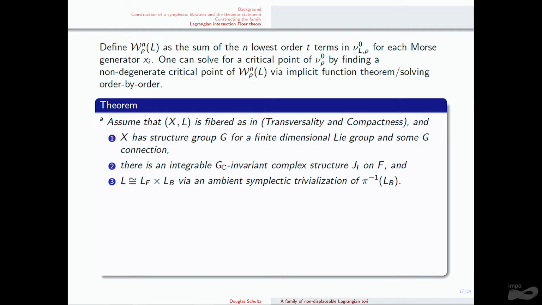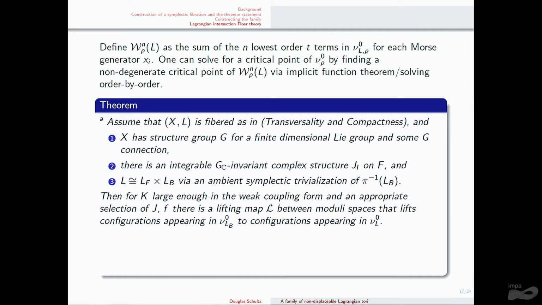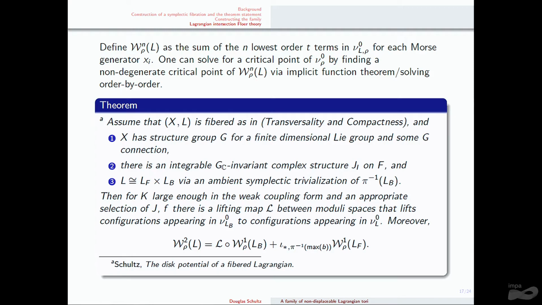And so this allows you to write down a map between zero-dimensional moduli spaces that takes configurations in the base with boundary in L_B to things that contribute to the potential for L. And moreover, you can argue that the lowest and second lowest terms, for small enough fibers, come from, okay, let me explain this. They come from lifts of the first order terms from the base.